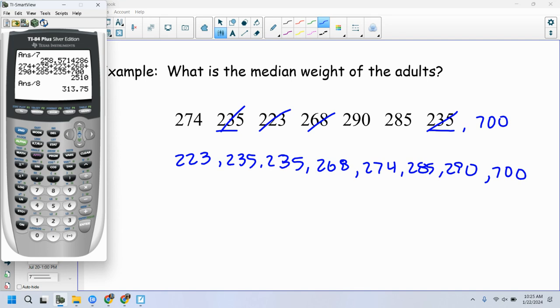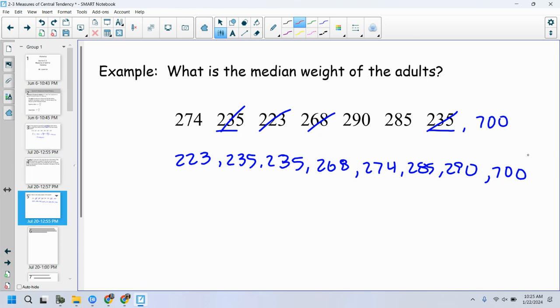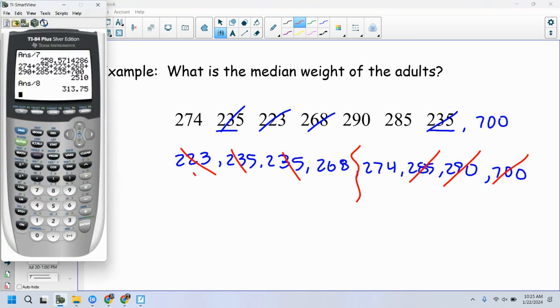Now, what did it do to my median? So it made my mean increase a lot. What did it do to my median? Well, what do you do if there's 2 in the middle? You find the average between those 2. Okay, so the median is right in there. So I would say 268 plus 274 and divided by 2, which is 271.